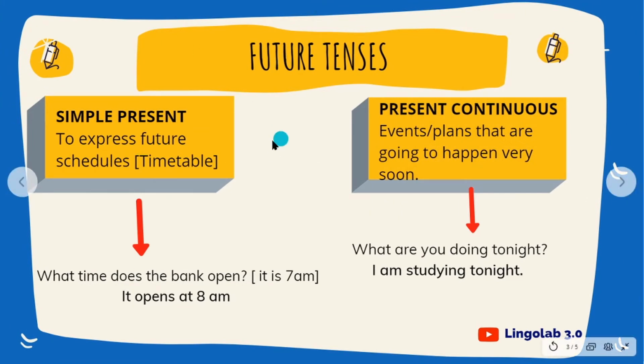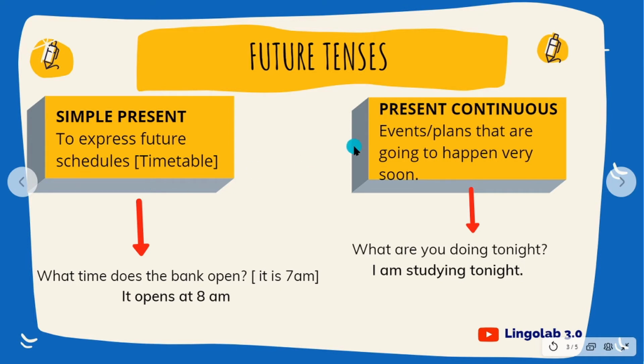Great, our first pair, as promised here, is simple present and present continuous used to express future. So I know you guys have been taught that we use simple present to talk about routines and facts, and that's true. We normally use simple present to express a routine. However, it can also be used to express a future schedule, or what we call a timetable.